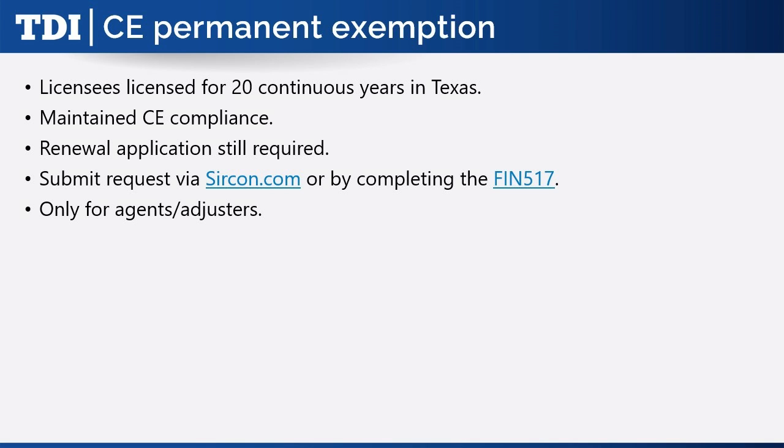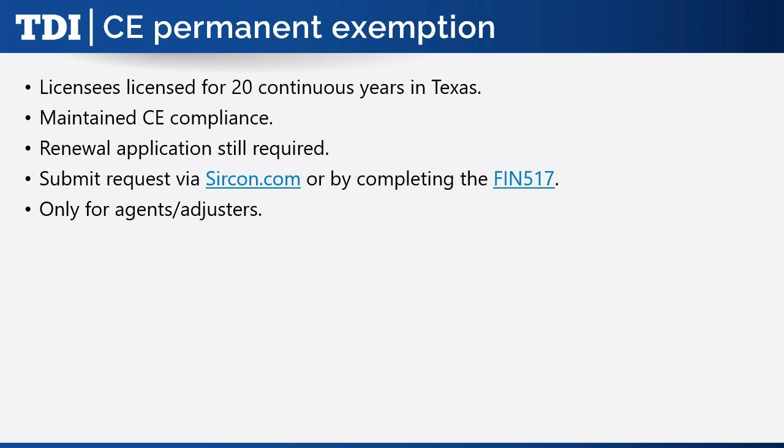Now, continuous means no gaps in licensure, so you can't ever let your license fail to renew or leave the industry and come back. We're not looking at cumulative totals. You have to maintain that continuous licensure with no gaps.